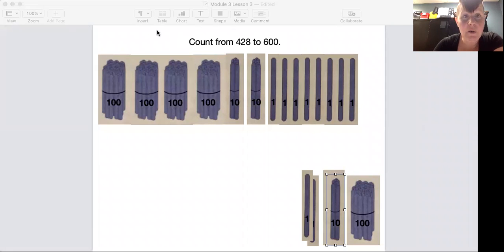Hey guys, so Module 3, Lesson 3, we're going to work on counting between 90 and 1,000. And we're going to do that with 1, 10s, and 100 bundles.